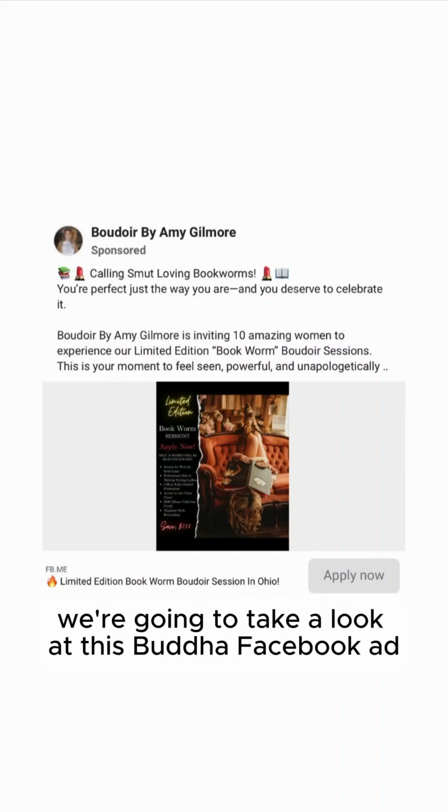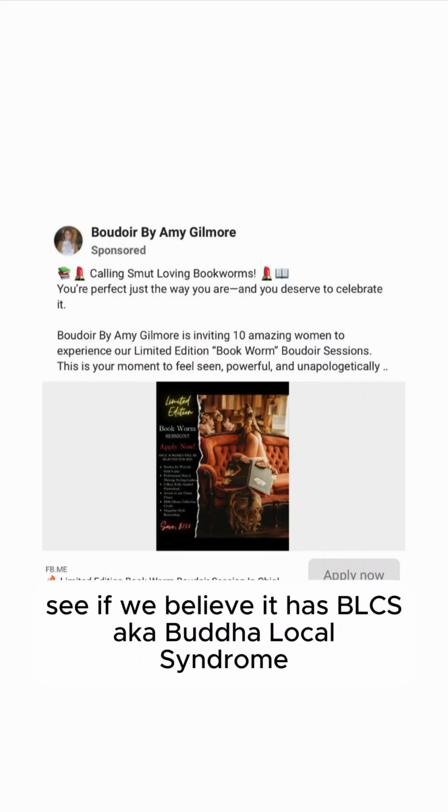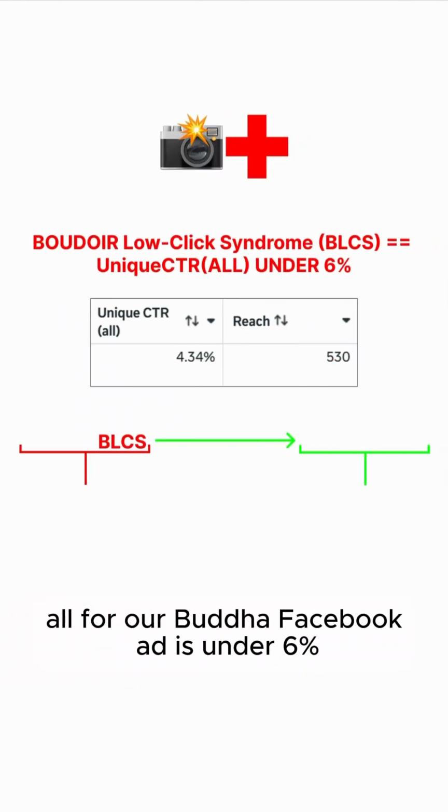All right, we're going to take a look at this Boudoir Facebook ad, diagnose it, and see if we believe it has BLCS, aka Boudoir low click syndrome. BLCS is when the unique CTR all for our Boudoir Facebook ad is under 6%.